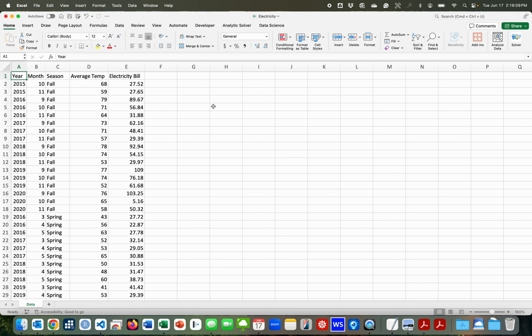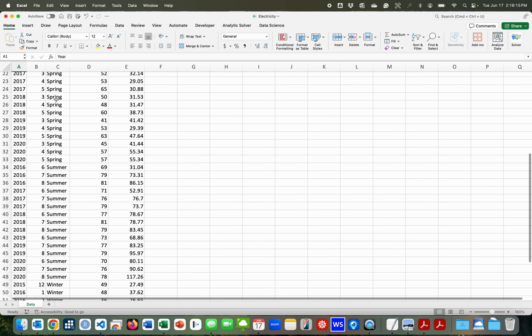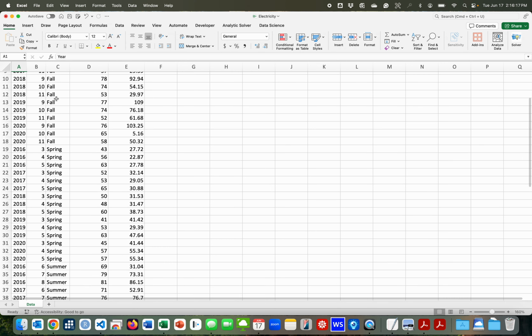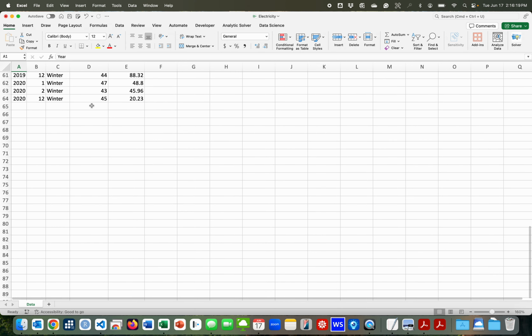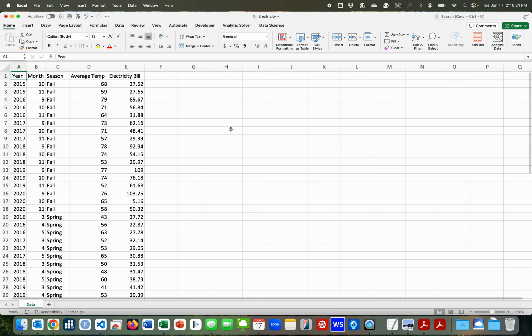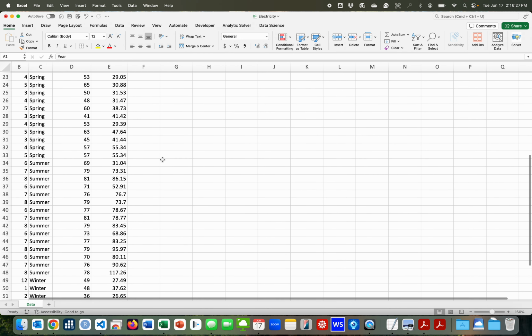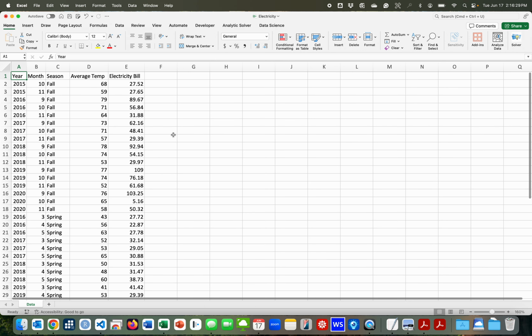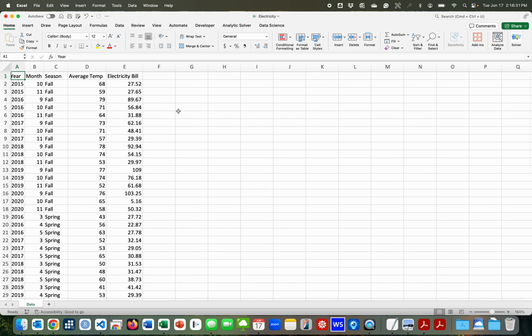So the example that we're going to look at is real data. These are actually my electricity bills and average temperatures from October 2015 through December 2020. So these are actual electricity bills from my first home. And we're going to look at how we can capture some nonlinearity in the relationship between two variables using the polynomial and then the natural log.